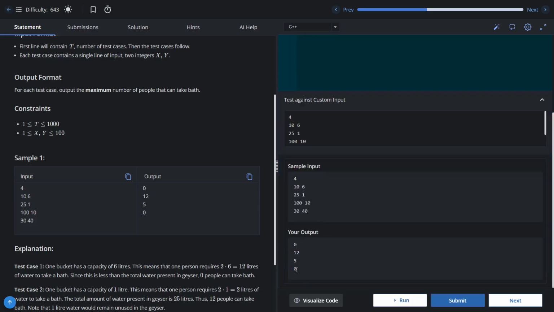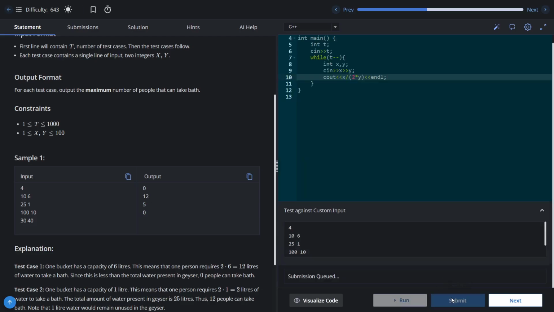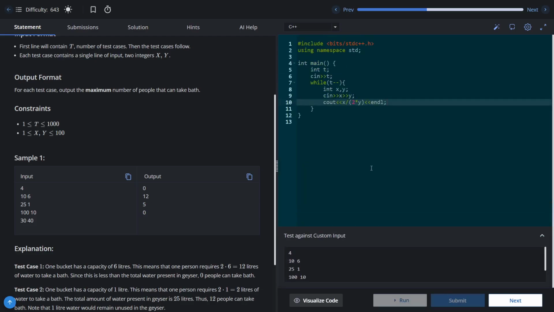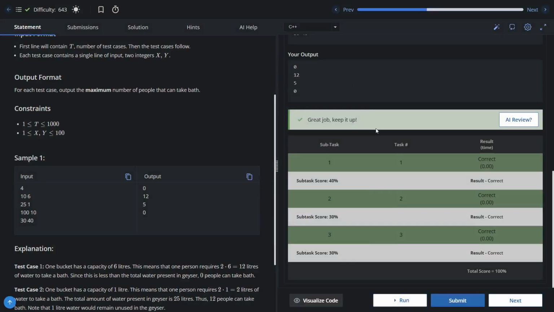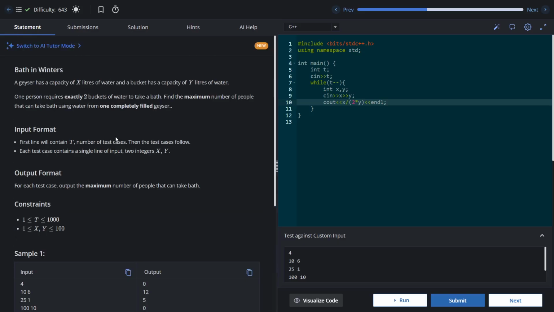As you can see, the outputs are 0, 12, 5, 0. Let's submit the code. It got accepted, so it was not that hard. Basically you'll have to multiply y by 2 and divide x by 2y.